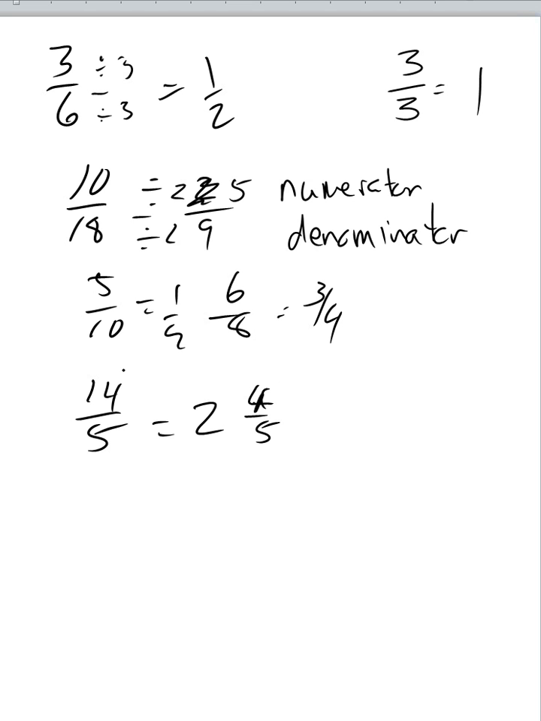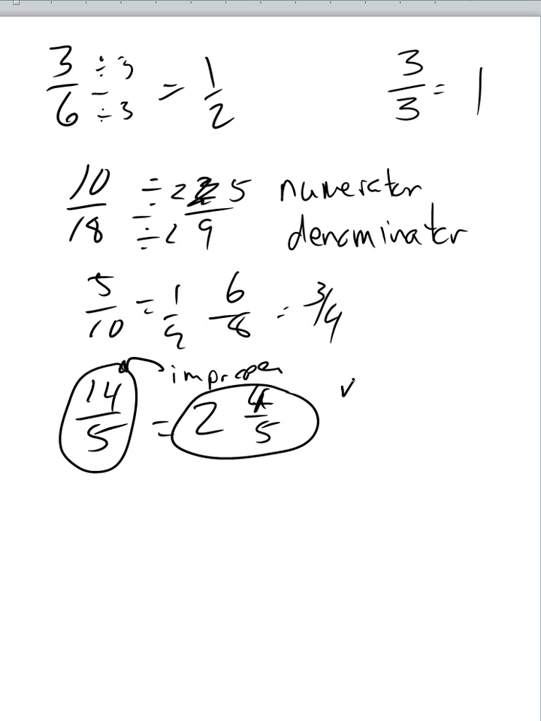And so a number like this is called an improper fraction. That's an improper fraction because the numerator, the top number, is larger than the denominator. Now, something like this, 2 4/5, that's called a mixed number because the 2 is a whole number and the 4/5 is a fraction. So just want to point some of those things out to you as you go along.